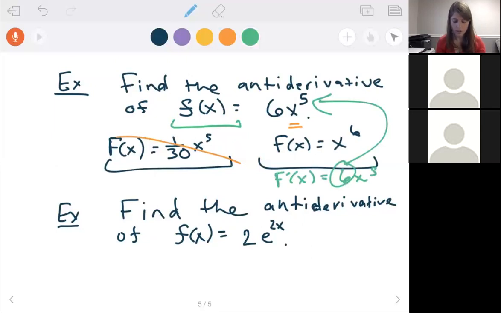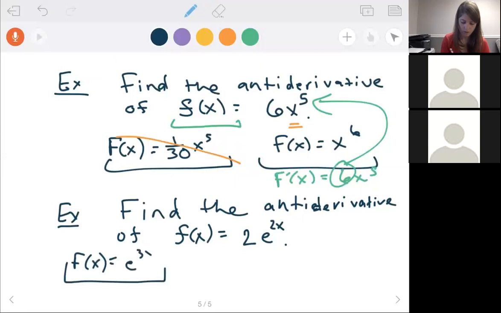So let's take a look at 2e to the 2x. So guesses for this one, and we'll write them down and investigate. I said e to the 3x. Okay. And Grant, what did you guess?